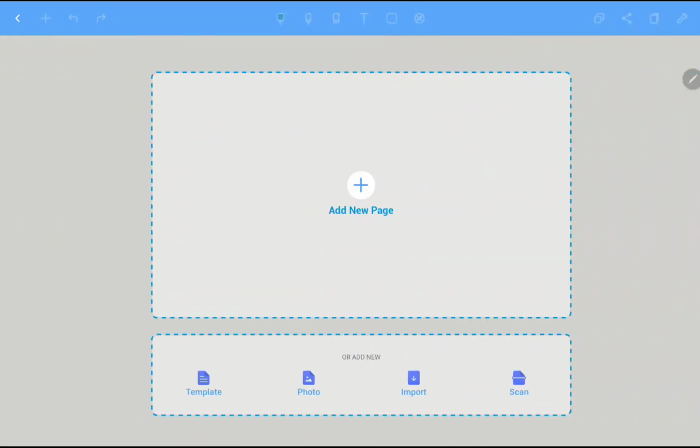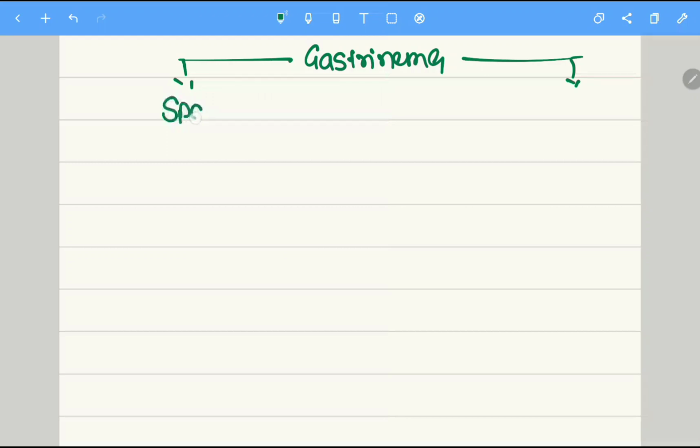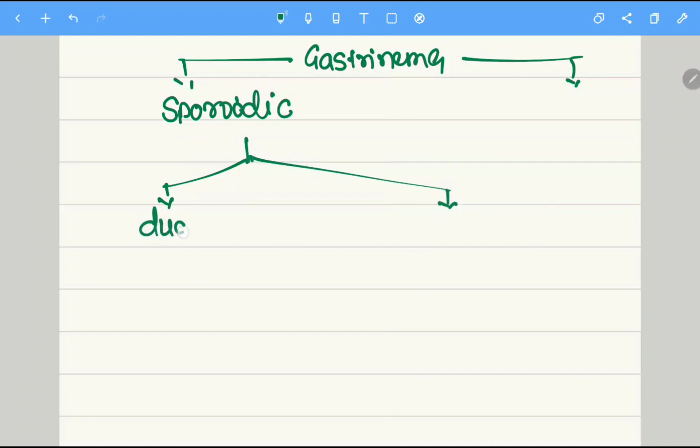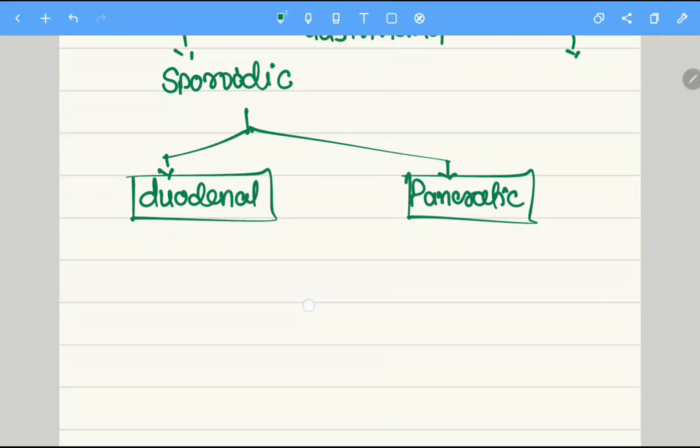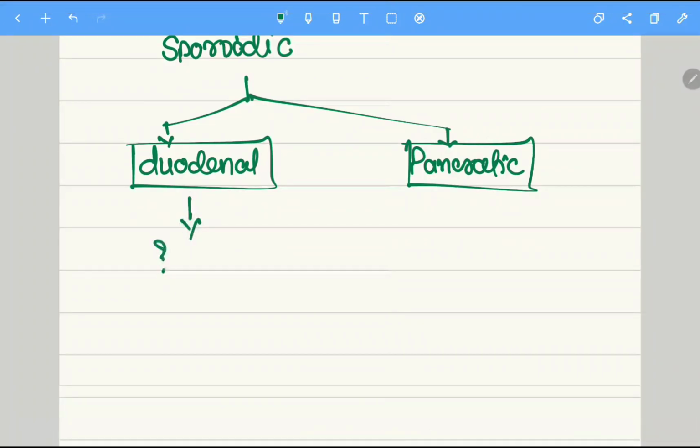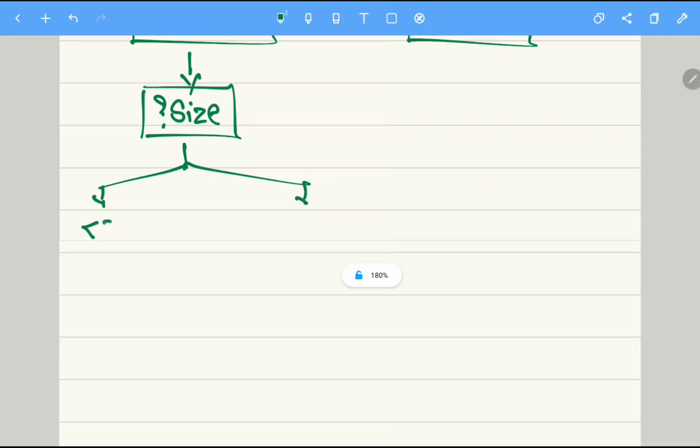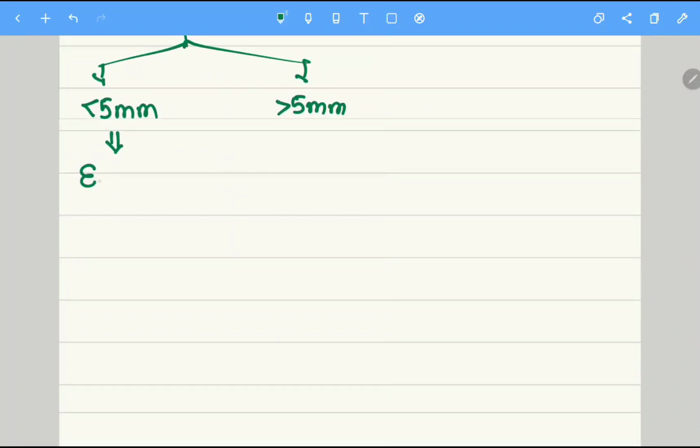So now what is the treatment algorithm for gastrinoma? First, we ask whether it is sporadic or familial. First we'll talk about the sporadic tumor. Whether it is a duodenal tumor or a pancreatic tumor. If it is a duodenal tumor, what is the size? Less than 5 millimeter or greater than 5 millimeter? In less than 5 millimeter, you will do enucleation. Here, you will do full thickness excision.